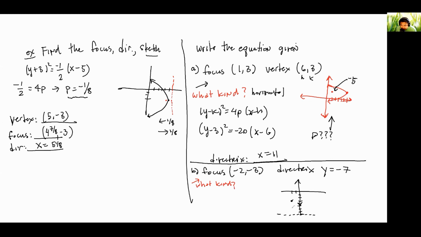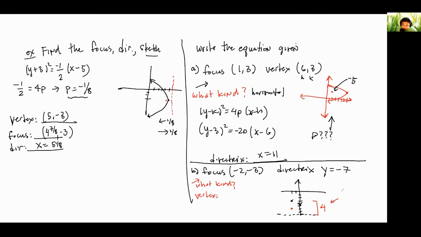Should be somewhere in between them. -2, -5. Let's make sure. The distance between the focus and the directrix, this is -3 all the way to -7. This whole distance is negative 4. So that means the vertex must be right smack in the middle of it, in which, you guessed it, -2, -5.